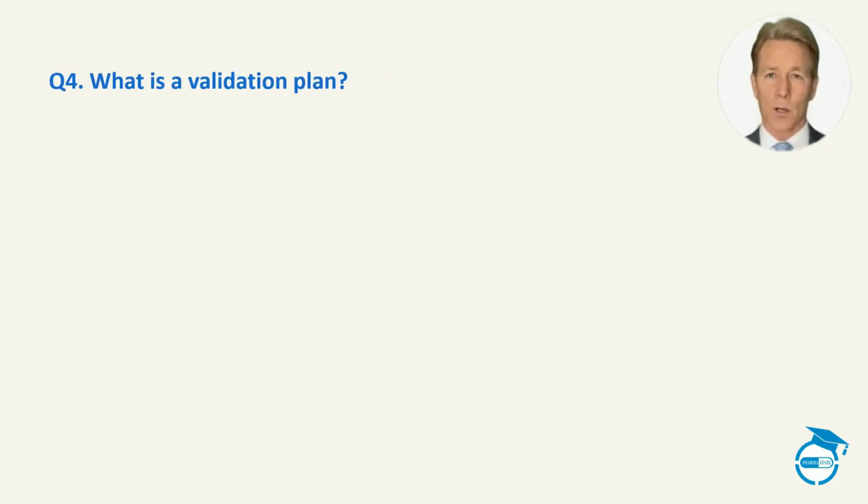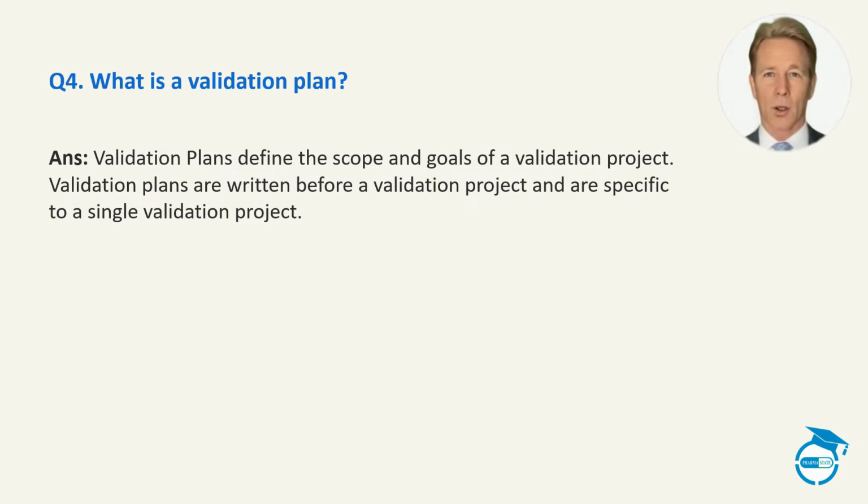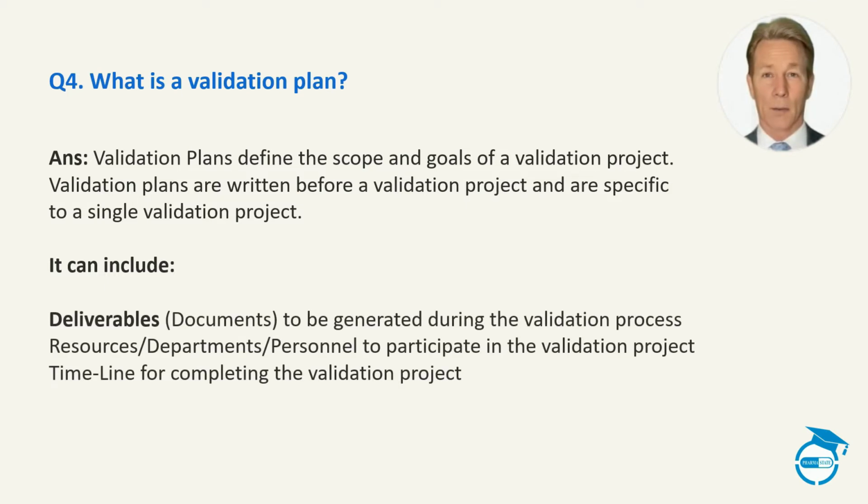What is a validation plan? Validation plans define the scope and goals of a validation project. Validation plans are written before a validation project and are specific to a single validation project. It can include deliverables, documents to be generated during the validation process, resources, departments, personnel to participate in the validation project, and the timeline for completing the validation project.